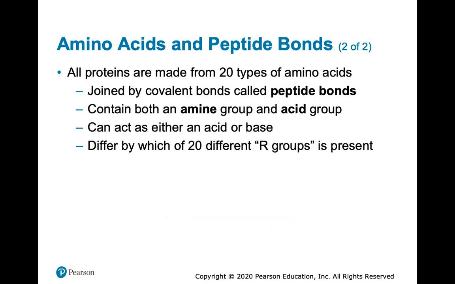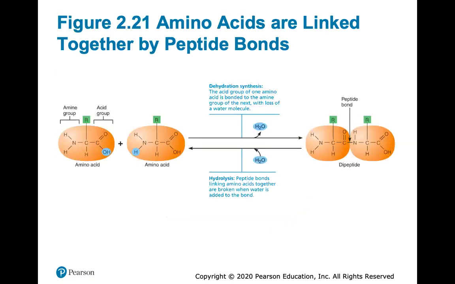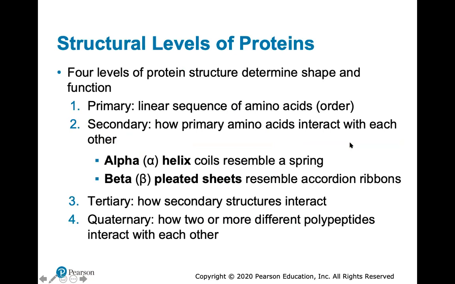So all proteins are made up of these amino acids. They're linked together by peptide bonds. You don't really need to know how that happens. Again, it uses a dehydration or hydrolysis reaction. But basically what a protein does is it takes different amino acids and binds them together, and it produces this peptide bond between them. The structural levels of protein, so you have 4 levels of protein structure which determine its shape and function.